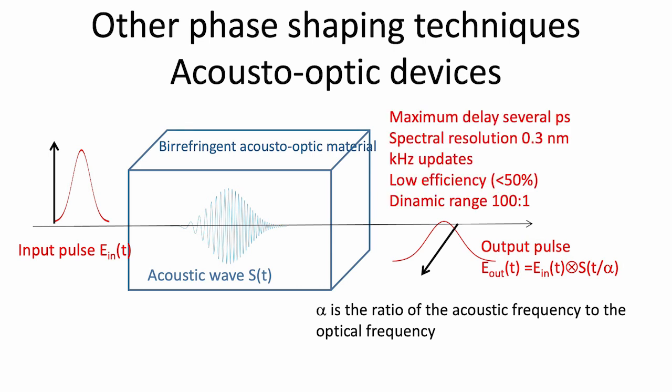With this you can get very fast modulations, very fast changes in your modulations. The efficiency might not be that large, maybe 50%. Dynamic range is quite large, 100 to 1. And you can manage several picoseconds with this and shape your pulse.